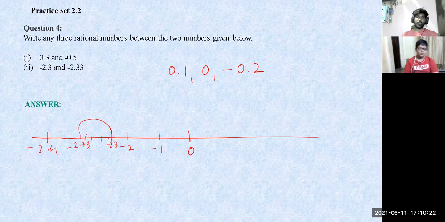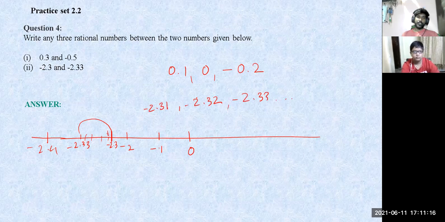I don't understand, sir. But did you understand the question? Yeah, I understood the question, but I don't understand this one. Okay, but you understood why minus 2.33 comes after minus 2.3? Because the smaller the number in minuses, it is near to positive. Yes, correct. So think of it like this. If this is minus 2.3, then after that it will be minus 2.31. After this it will be minus 2.32. After this it will be minus 2.33 and so on. Like this it will go on further.